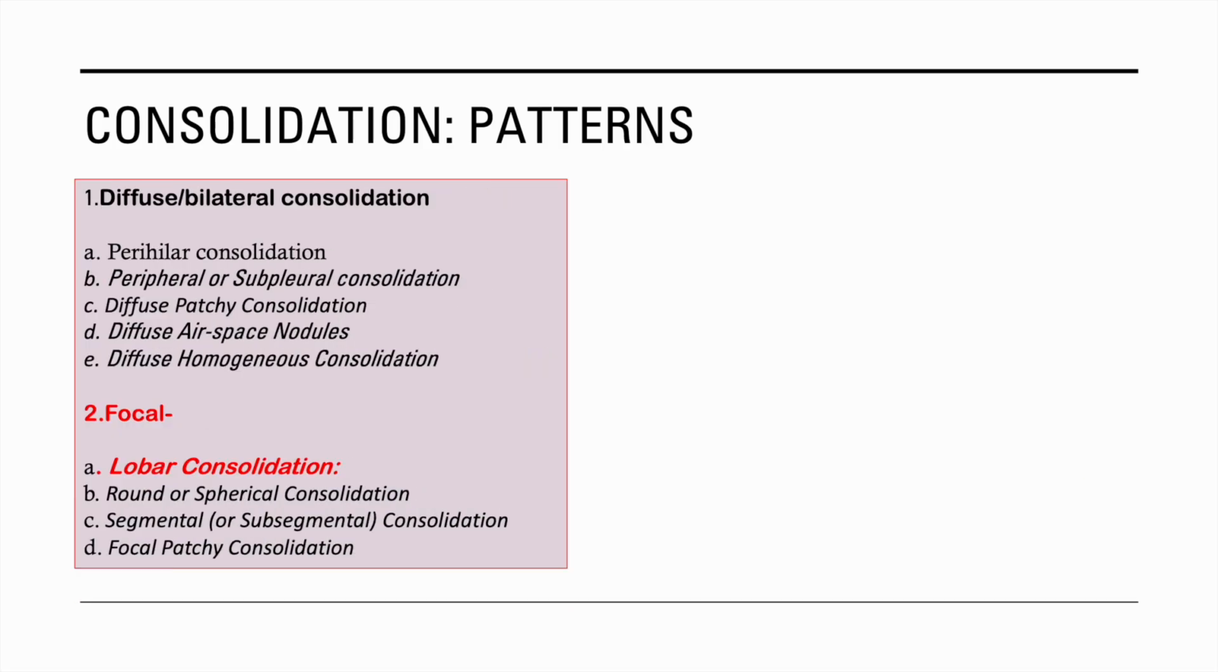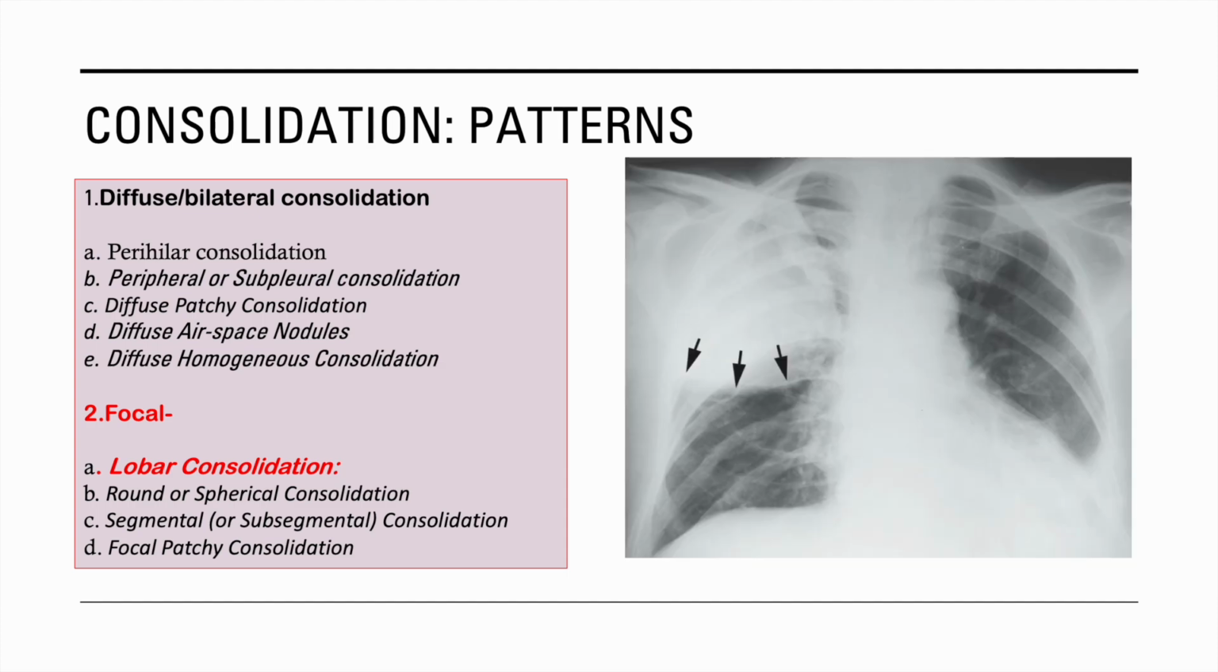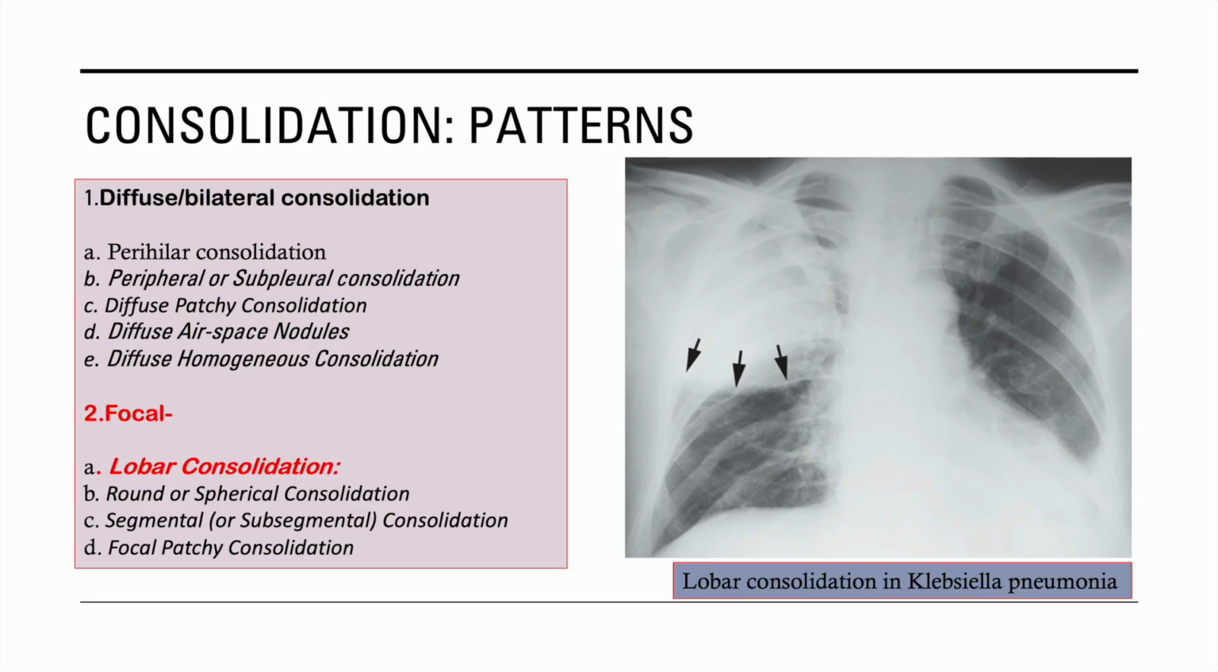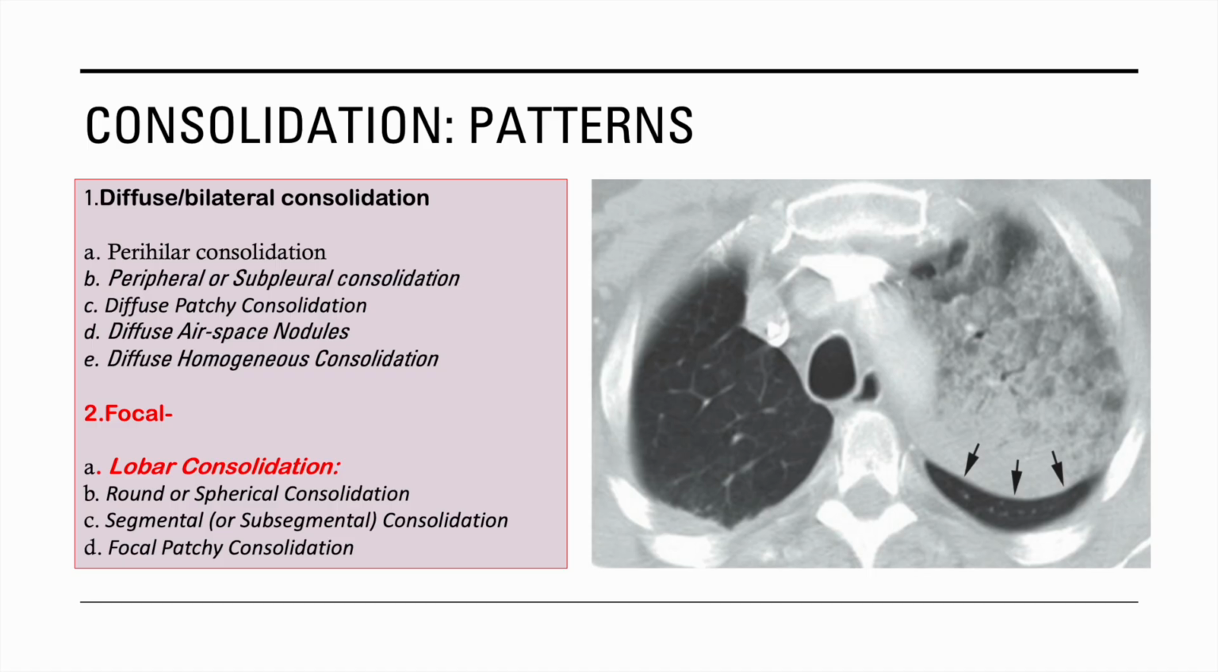Focal consolidation, lobar consolidation. This involves one or more lobes and is typical of pneumonia. For example, this chest X-ray shows right upper lobar consolidation with bowing of the right minor fissure. This is a case of Klebsiella pneumonia. In lobar pneumonia, the organism spreads from one alveolus to another via the pores of Kohn until the fissure or pleural surface is reached. Lobar consolidation may also be caused by lymphoma or invasive mucinous adenocarcinoma.